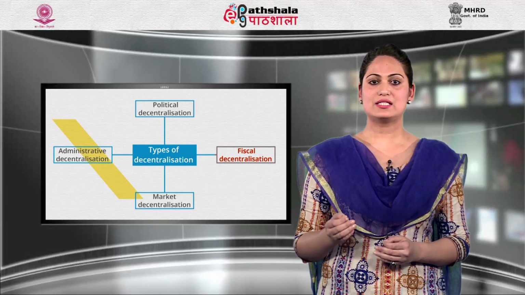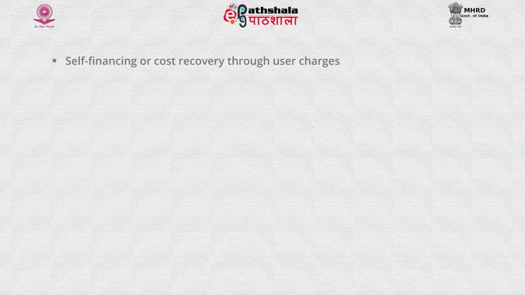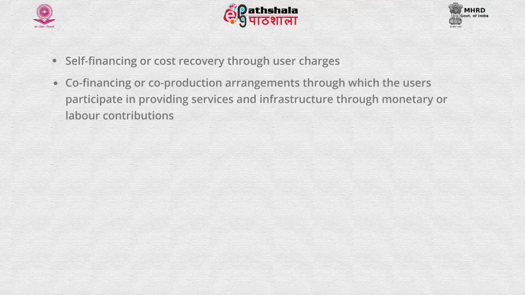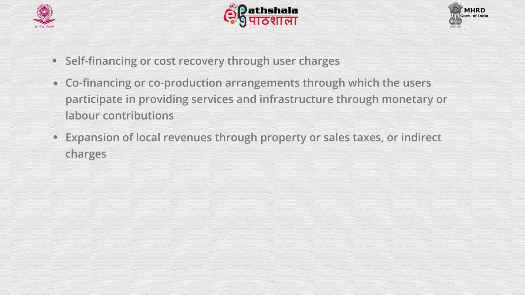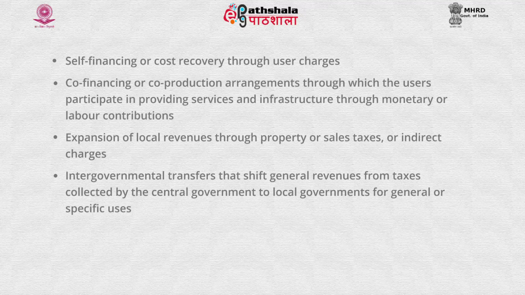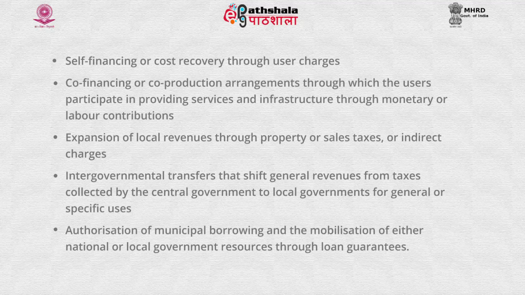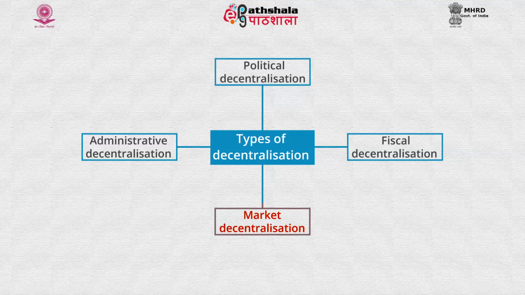Fiscal decentralization can take many forms, including self-financing or cost recovery through user charges, co-financing or co-production arrangements through which the users participate in providing services and infrastructure through monetary or labor contributions, expansion of local revenues through property or sales taxes or indirect charges, intergovernmental transfers that shift general revenues from taxes collected by the central government to local governments for general or specific uses, and authorization of municipal borrowing and mobilization of either national or local government resources through loan guarantees. The fourth type is economic or market decentralization.